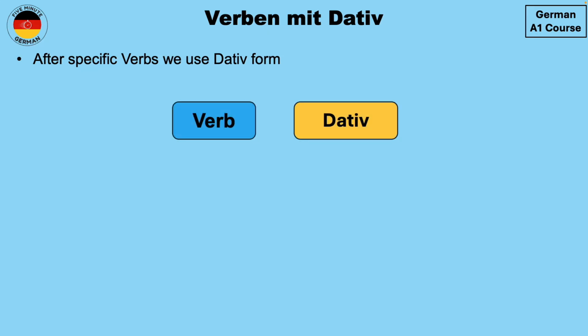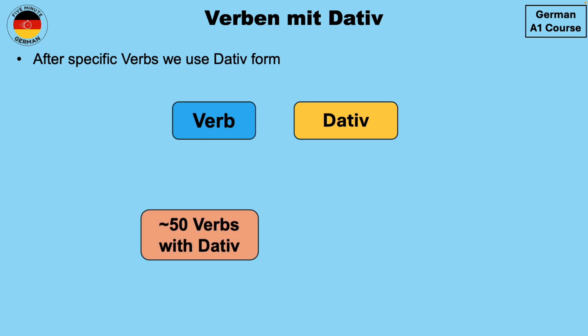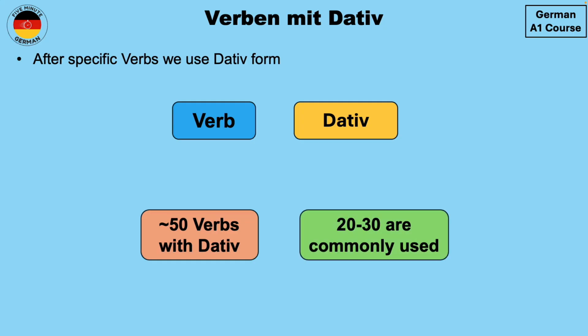And there are not so many verbs which use dative in German. There are around 50 verbs with dative, and only 20 to 30 are commonly used. So if you know these, then it is good enough. And usually the only way to know these verbs is to memorize them. However, I will give you some categories with which it will be easier for you to identify these verbs.